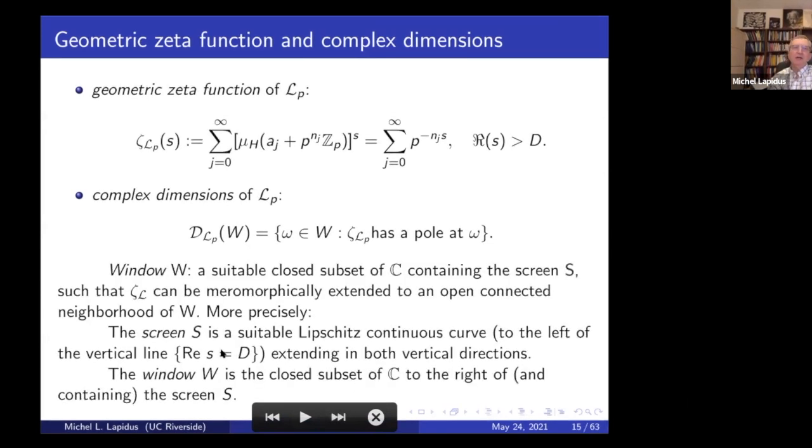So what is a window? It's a suitable closed subset of C containing a screen. Okay, I don't want to go too much into detail. Let's just assume that W is replaced by a connected open set of QP, of the complex plane, I'm sorry, W, let's replace it by a connected open set of QP.